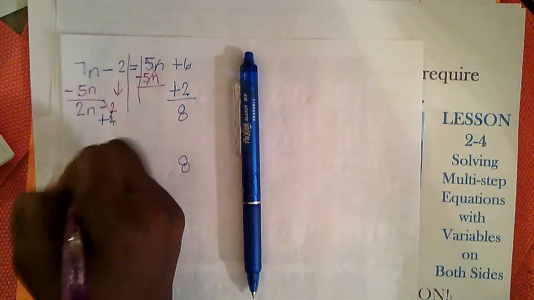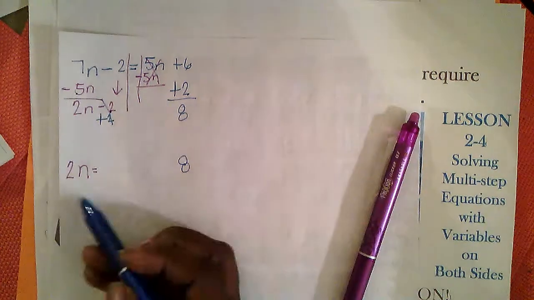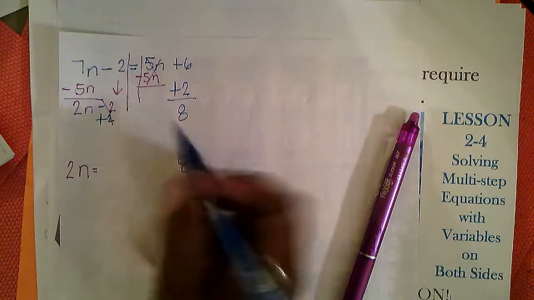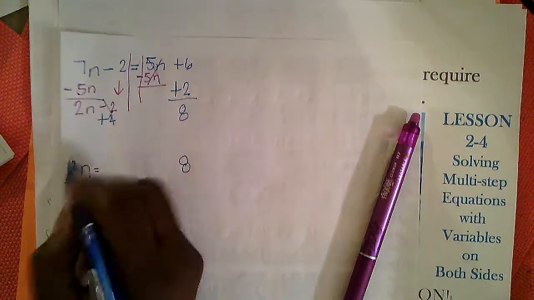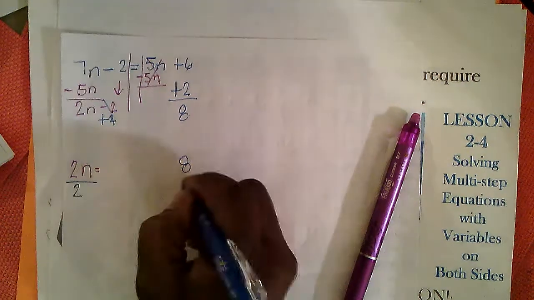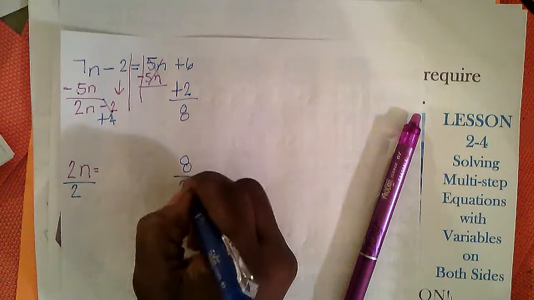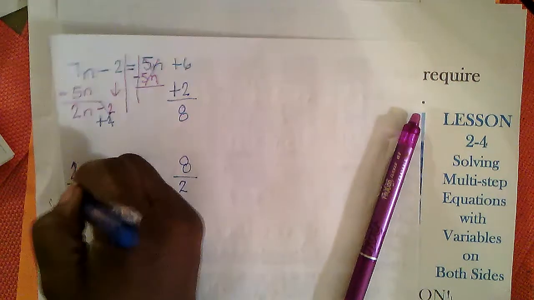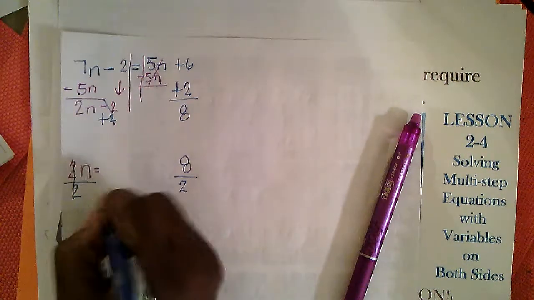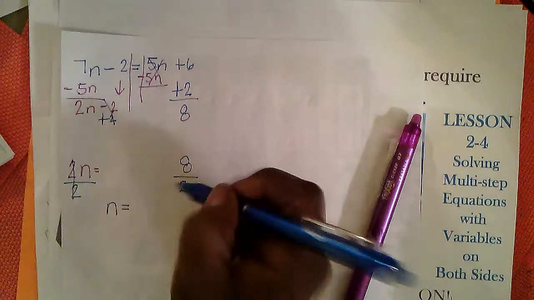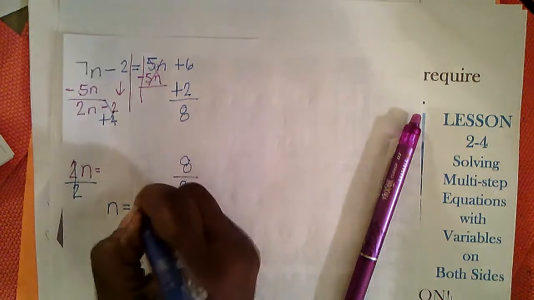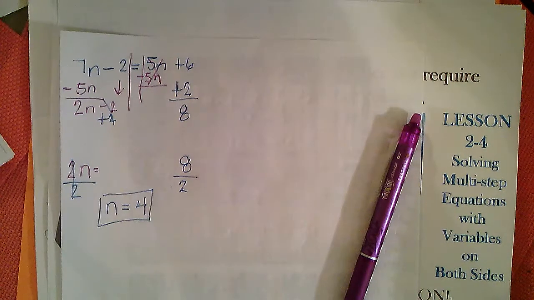And we left this with 2n. So 2n equals 8. So we said that's multiplication. So we're going to do the opposite, which is divide. 2 goes into 2, leaves you with your n. 2 goes into 8 4 times. So your solution is positive 4.